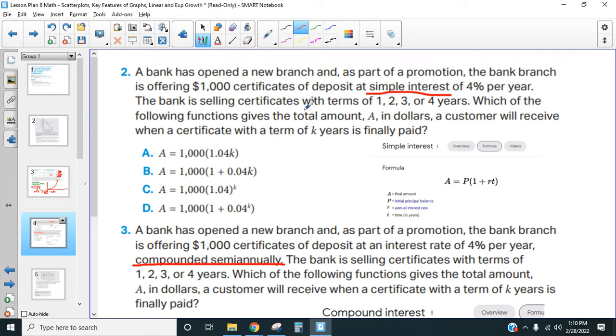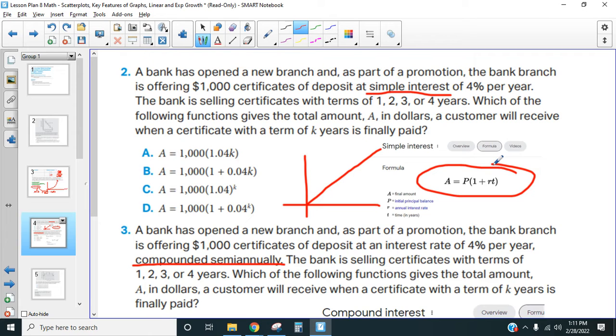So the first one, it says simple interest. Simple interest is linear. Oh, that was a terrible line. But simple interest is linear. I still can't draw a good line here. Let's try it one more time. Okay, there we go. There is no exponent in the formula. Look at it, right?